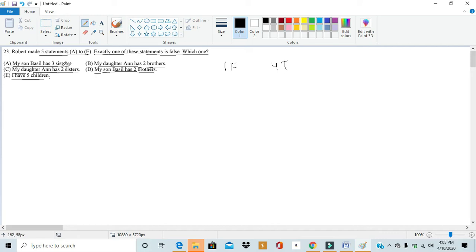My son Basil has 3 sisters. If statement A is false, that means that Basil does not have 3 sisters. So, since A is the false statement, that means all the other statements are true. So, while Basil does not have 3 sisters, Anne has 2 brothers, Anne has 2 sisters, Basil has 2 brothers, and I have 5 children. Robert has 5 children.